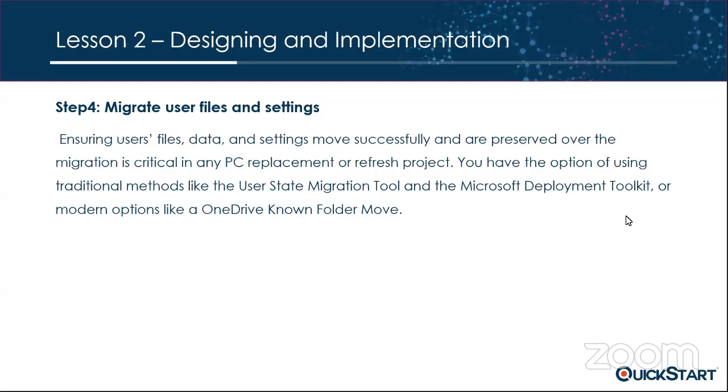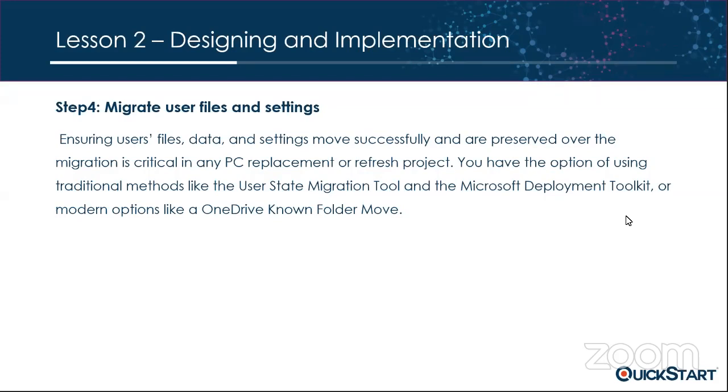Okay, so the fourth step is migrate user files and settings. Ensuring users' file data and settings move successfully and are preserved over the migration is critical in any PC replacement or fresh project. You have the option of using a traditional method like user state migration USMT, the MDT, the Microsoft Deployment Toolkit, or the modern option like OneDrive, like the folder move thing.